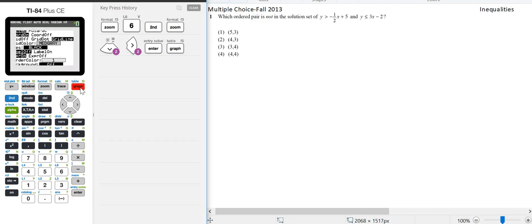And then we're going to press graph. And the graph is going to draw grid lines and then the 2 inequalities. That's the first inequality, and that's the second inequality. Now let's look at the answer choices.